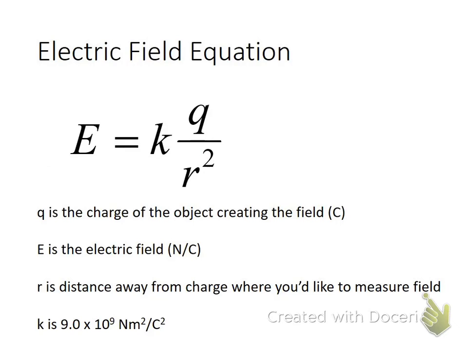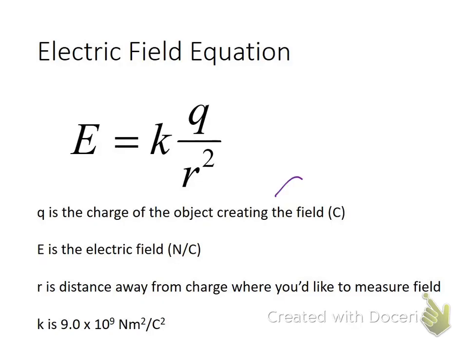At the end of the day, you can find an electric field from some source. You have to have some charged object as the source of the electric field. And that equation will be just E equals K times Q over R squared, where Q is the charge of the object creating the field, or the source charge. E is just the electric field in newtons per coulomb. R, again measured in meters, is the distance away from the charge where you want to measure the electric field. And K is good old Coulomb's constant, 9 times 10 to the 9th.